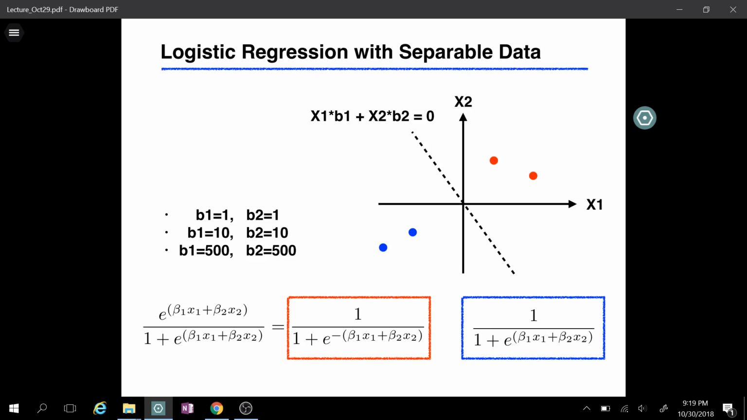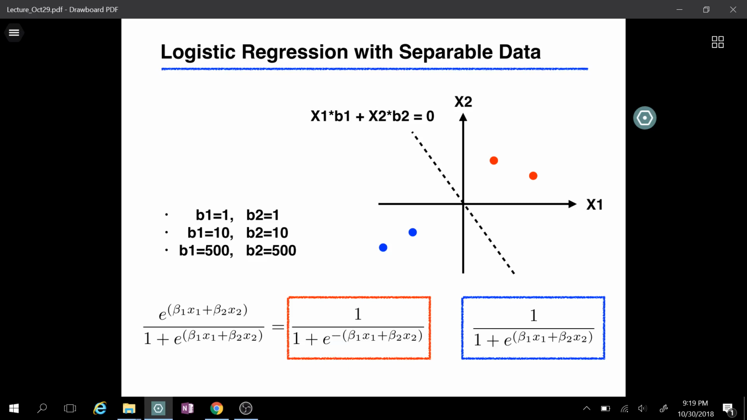For the likelihood calculation, for red points, what's entered is eta of x, which is the expression in the red box. But for blue points, what's entered in the log likelihood will be 1 minus eta of x, which is the expression in the blue box. The difference is that in the red box there is a minus sign in front of the exponential component, but you don't have that in the blue box. And so we have 4 data points.